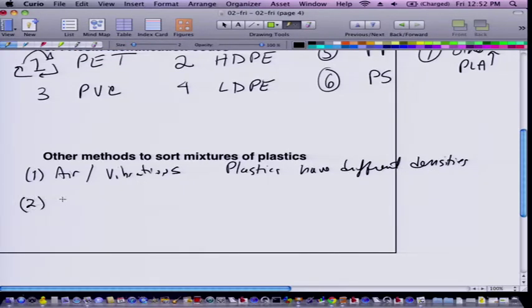Obviously it's a lot more complicated than I just said, but you can also use electrostatics. These little pieces can take on certain numbers of charges depending on the type of polymer. Then you can have charged plates, and these plastic particles can be separated based on how charged they are, which is a unique property of each type of plastic. So that's an electrostatic separation.